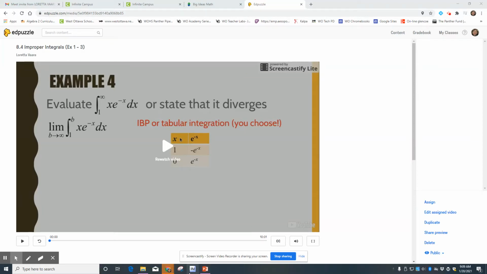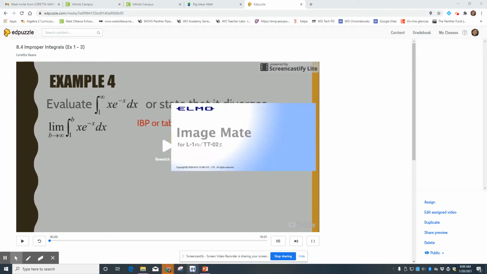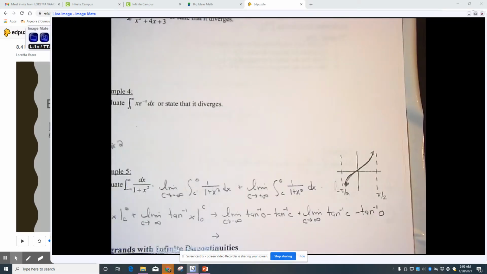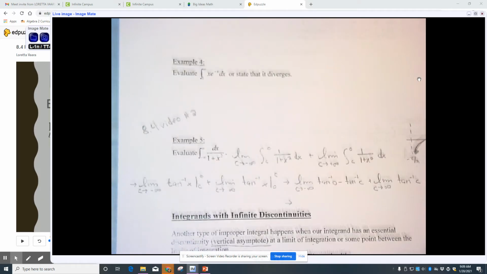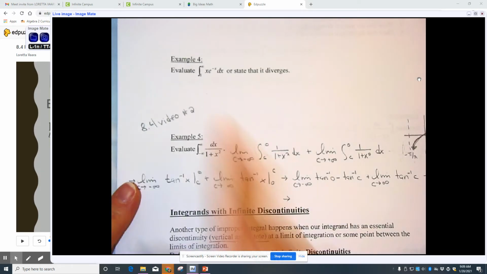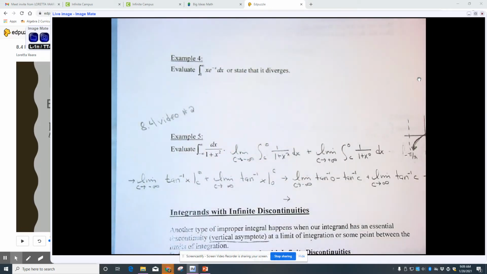Hi there, this is section 8.4, video number 2, and I'm actually going to do most of this under my camera, so let me get that started here. So we're on page 7 in your note packet. I believe the first video went through example 4, so I'm going to start here on example 5.